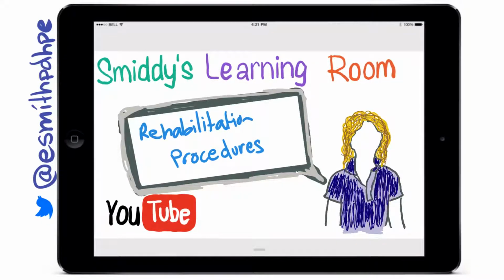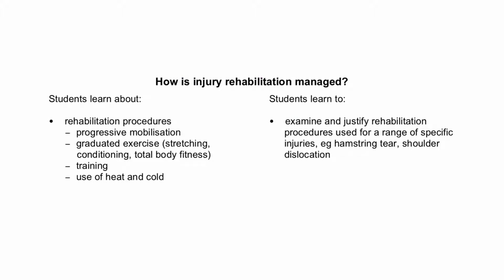Today we continue to have a look at the HSC option Sports Medicine, and we're going to explore the concept of rehabilitation procedures. So having a look at the syllabus, this comes under a new focus question: how is injury rehabilitation managed? And when we look at the students learn about side of the syllabus, we're looking at the rehabilitation processes. So progressive mobilisation, graduated exercise in stretching, conditioning and total body fitness, training, and the use of heat and cold.